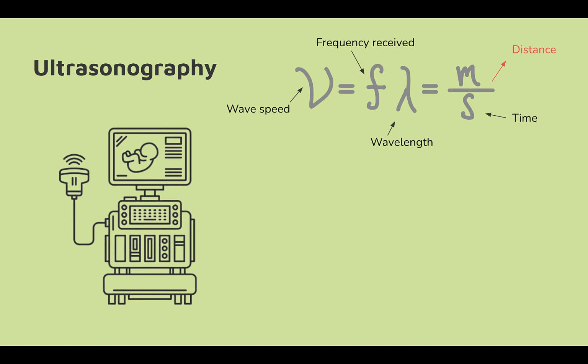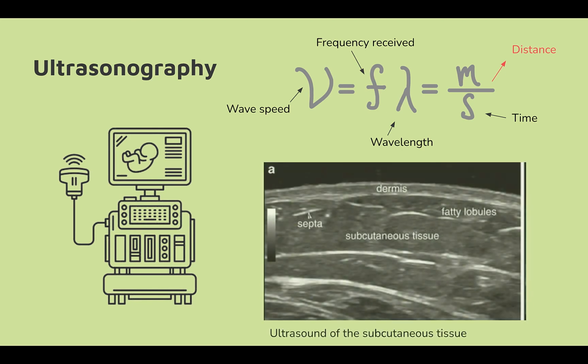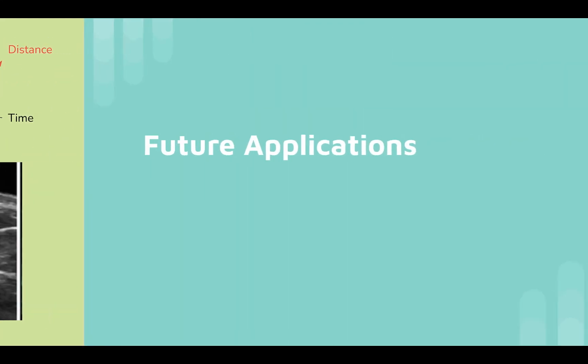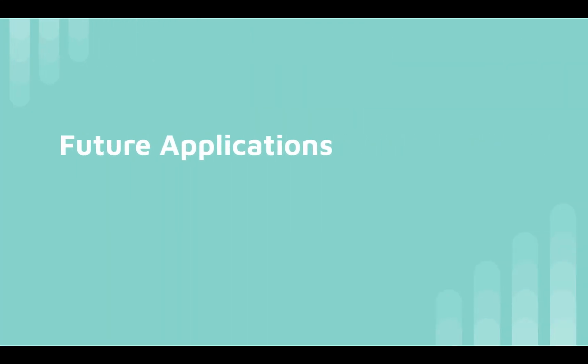Using the time it takes for the wave to return to the probe, the distance between the probe and the target can be detected and an image can be created that differentiates between different layers of tissue. Ultrasound techniques can be used to evaluate practically any tissue in the body and are a non-invasive diagnostic tool.